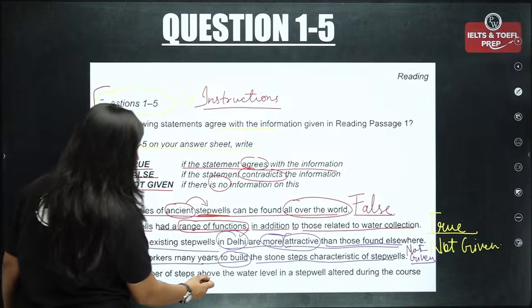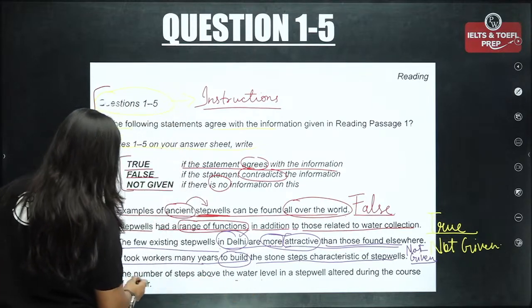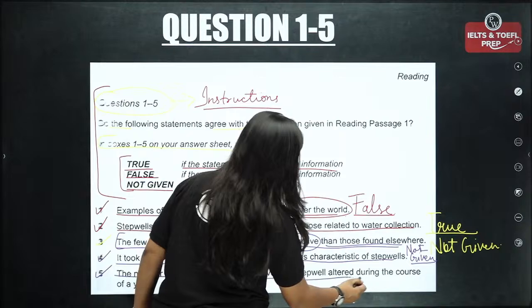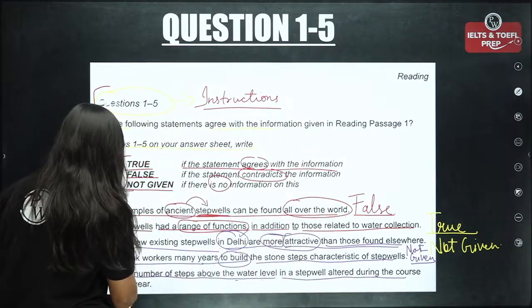The number of steps above water level. Okay, number of steps above the water level in a step well altered during the course of the year.